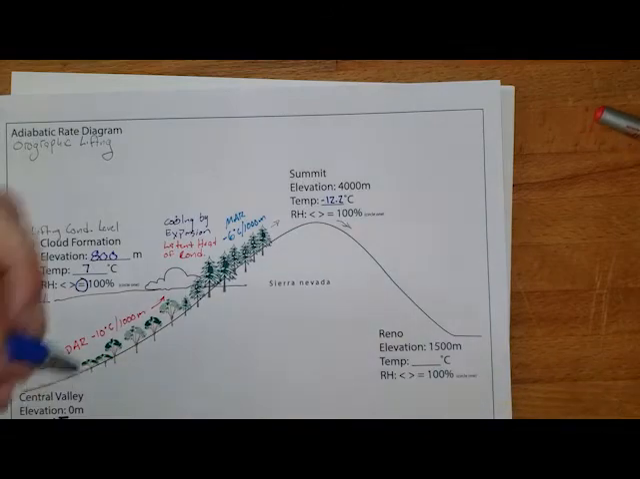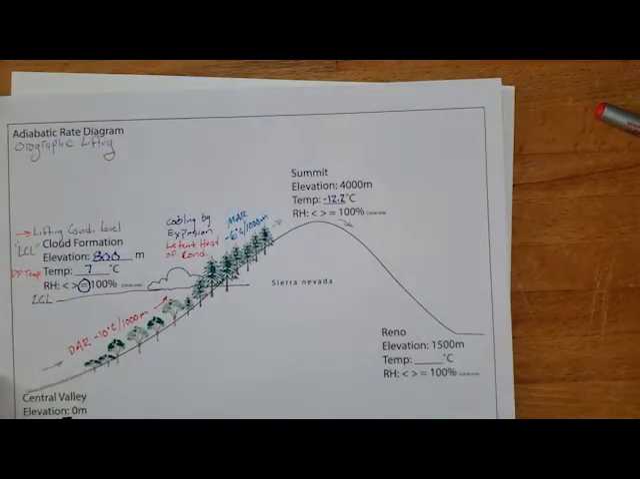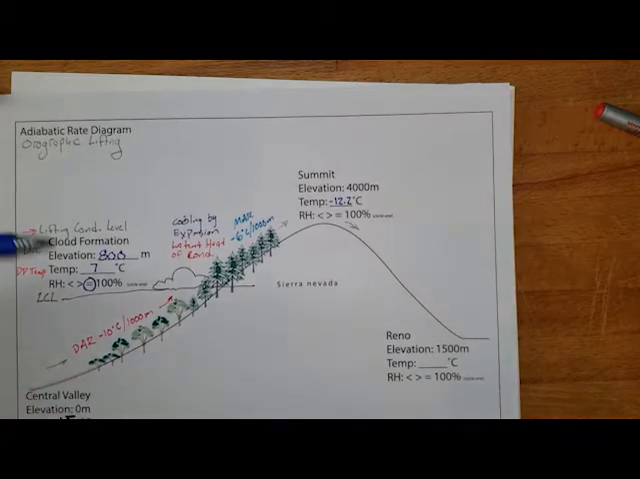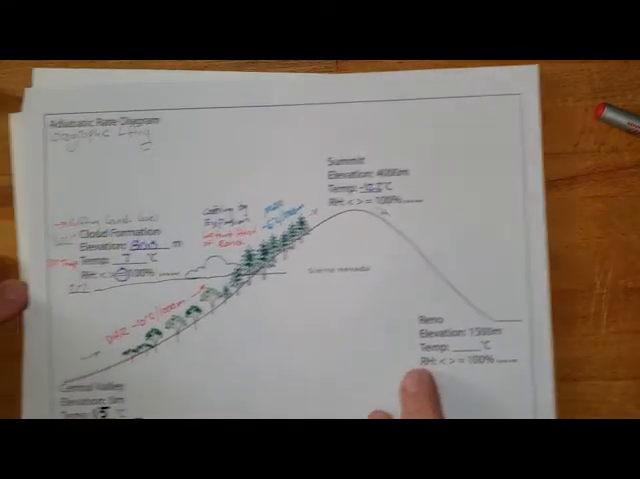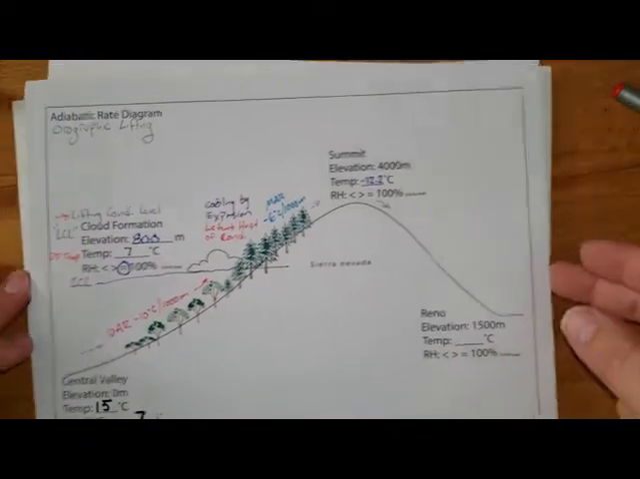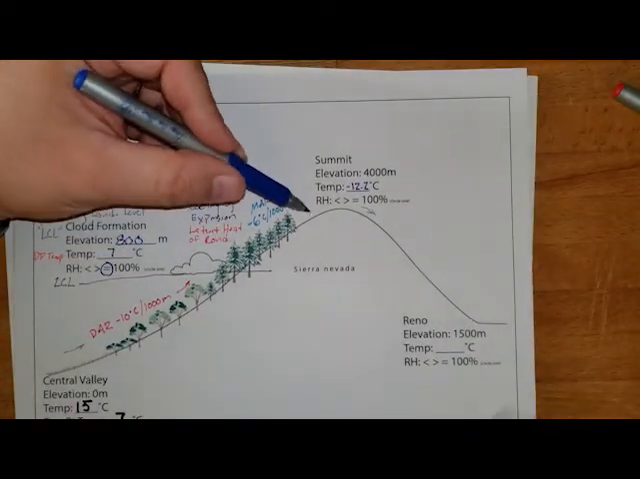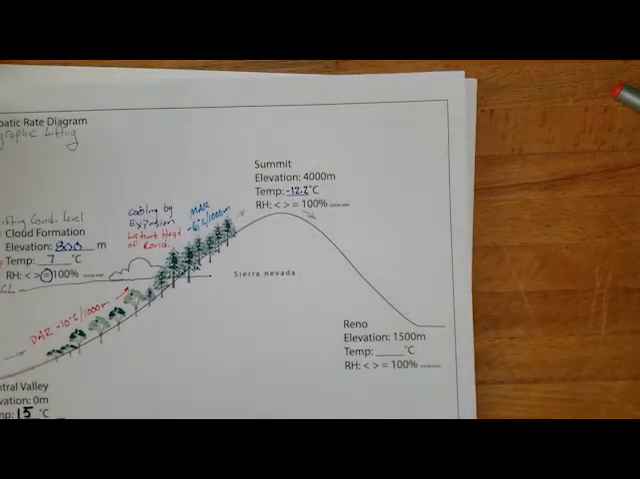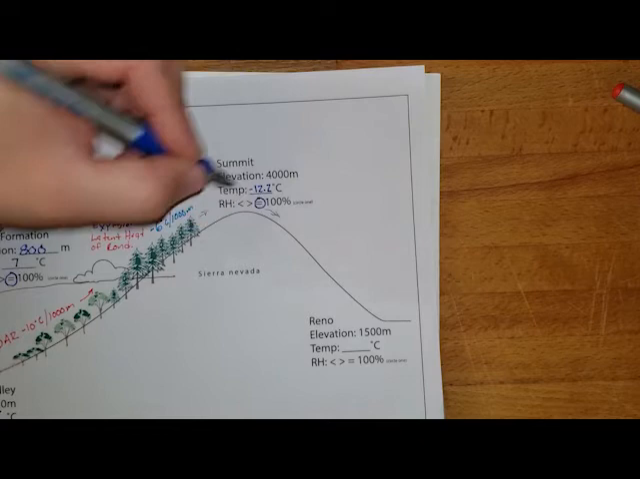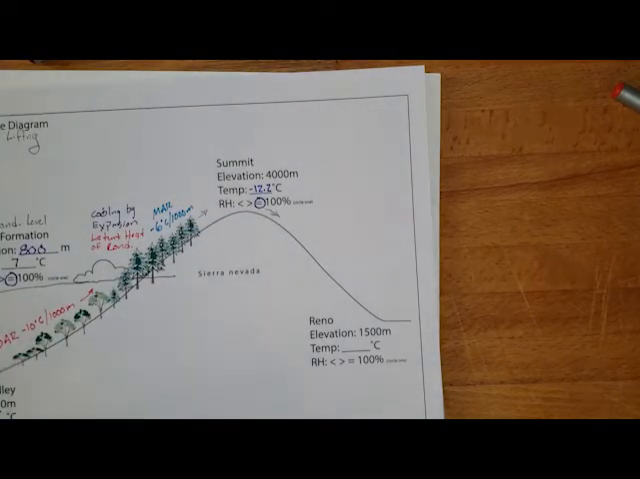As that air parcel was rising and rising and rising, it was getting colder and colder and colder. Now we know that as temperature goes down, relative humidity goes up. We saw that over here, relative humidity reached 100%. It's going to stay at 100% all the way until it reaches that summit. So at the very summit, relative humidity will continue to be equal to 100%.